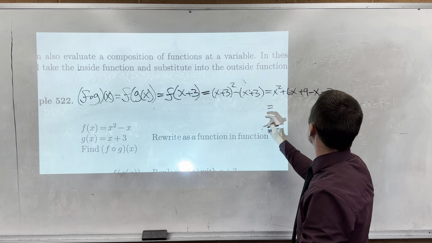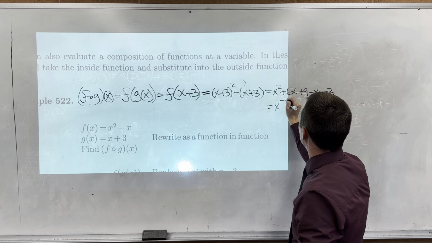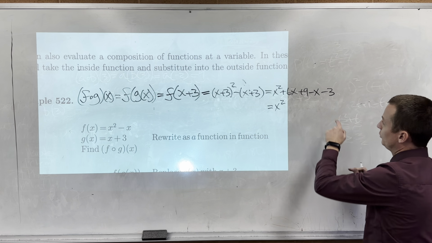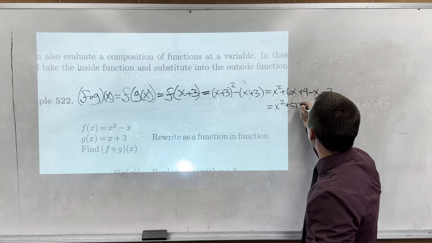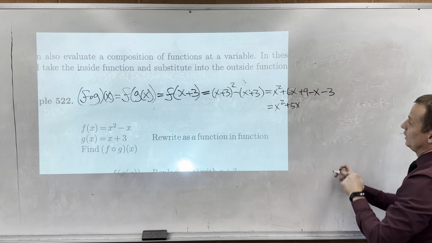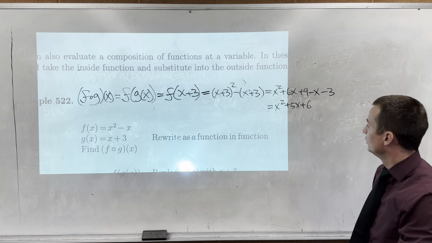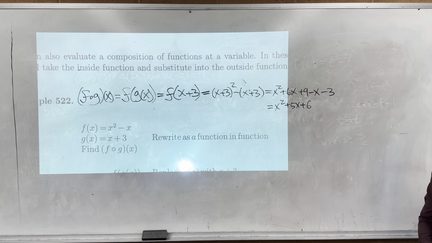So it's all said and done. How many x squareds do we have? We have just one x squared. How many x's do we have? 6 minus 1 leaves us with 5 x's. How many constants do we have? 9 minus 3 leaves us with 6. Make sense?